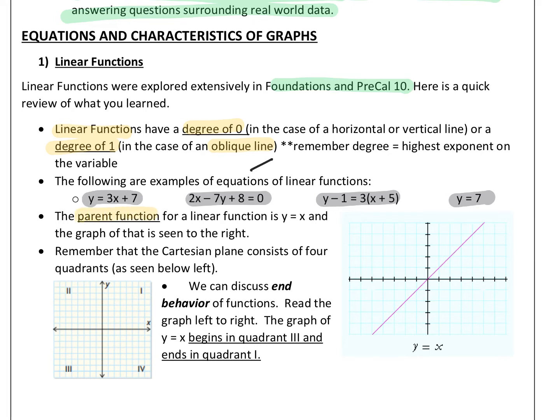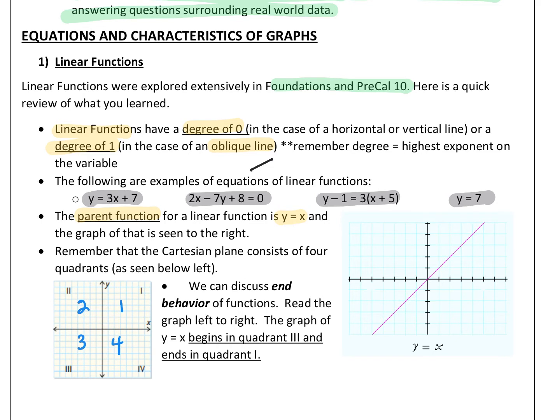What we call the parent function for a linear equation is y is equal to x. And when we graph y is equal to x, it is a line passing through the origin that has a slope of 1. So rise 1, run 1, and it is increasing as we go left to right. Remember that when we have a Cartesian plane, we have quadrants. So quadrant 1 is where everything is positive, and we go counterclockwise around. So 1, 2, 3, and 4. These are named using Roman numerals. However, if you want to just use 1, 2, 3, 4, I'm totally cool with that.